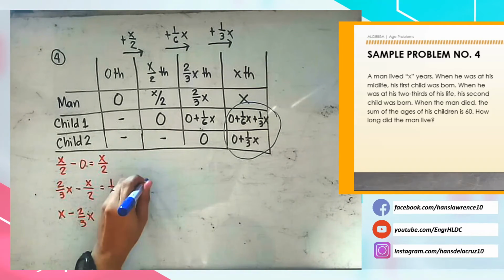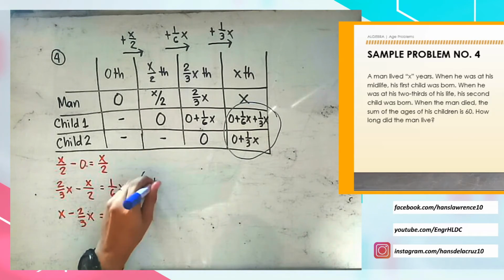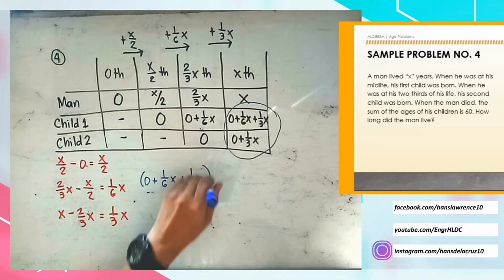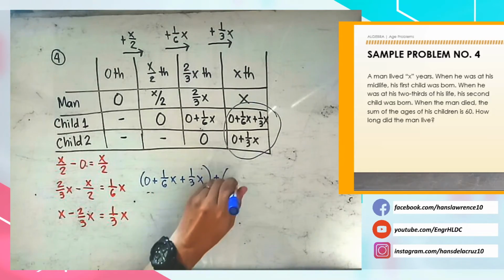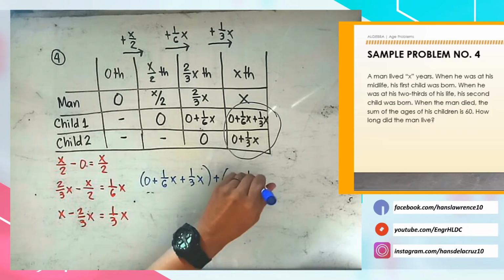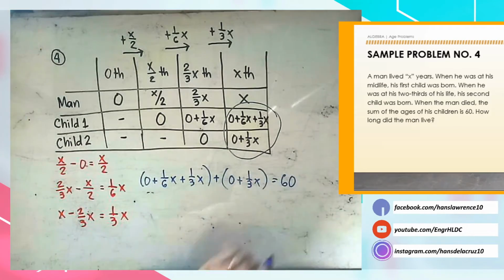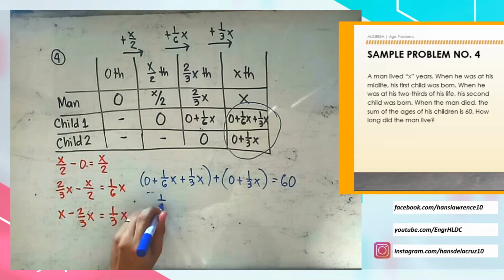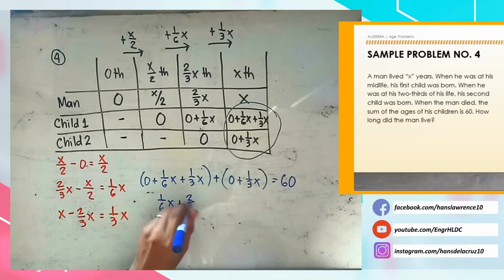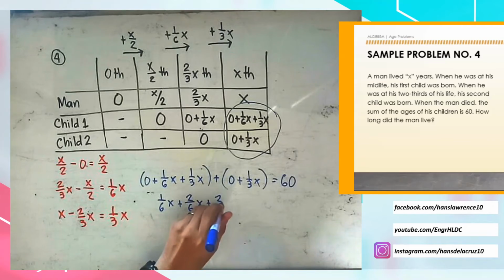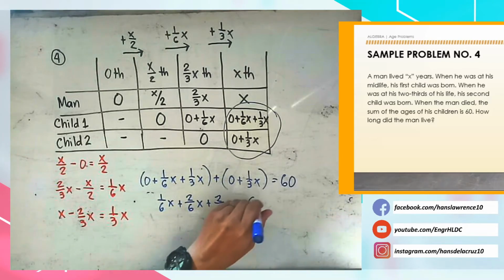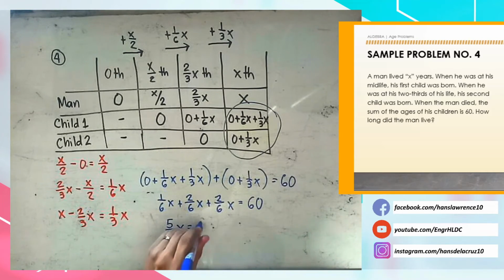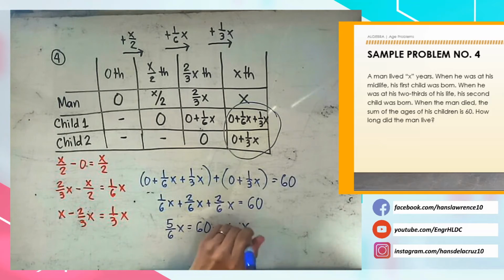So, that is the age of child 1, which is 0 plus 1/6 of x plus 1/3 of x, plus the age of child 2, which is 0 plus 1/3 of x. The sum of that is 60. Let's simplify further: 1/6 of x, this is 2/6, and this is 2/6 too. So 5/6 of x is equal to 60. Therefore, class, x is solvable, which is what the problem is asking.